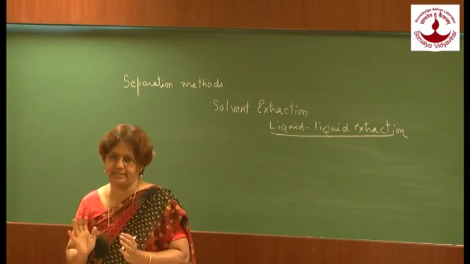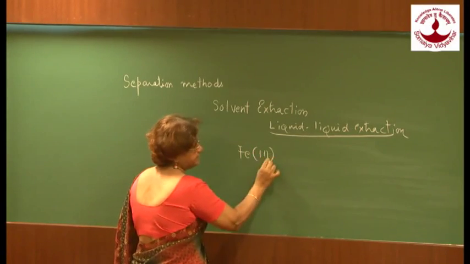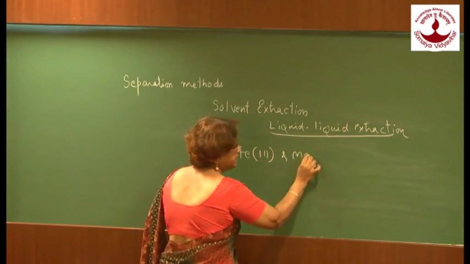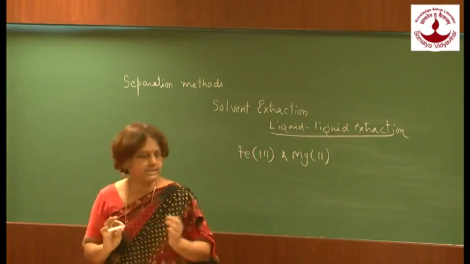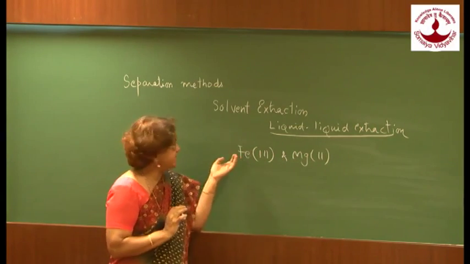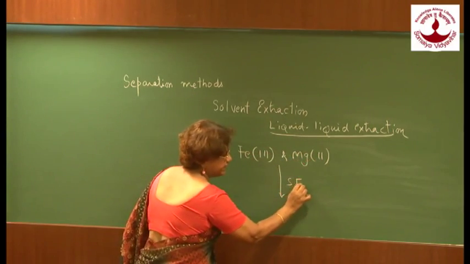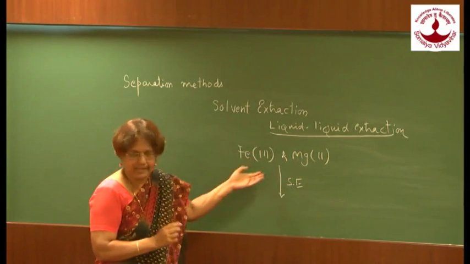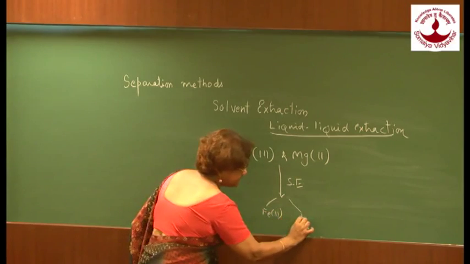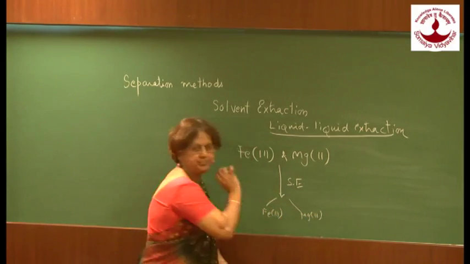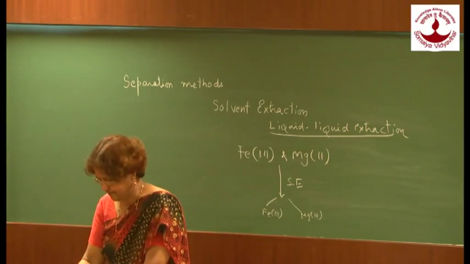one classic separation of ferric and magnesium mixture. What we are going to do here is a mixture containing ferric and magnesium. Using the solvent extraction technique, we will be separating the two elements from each other. Alright? I will call Yash to assist me in this.